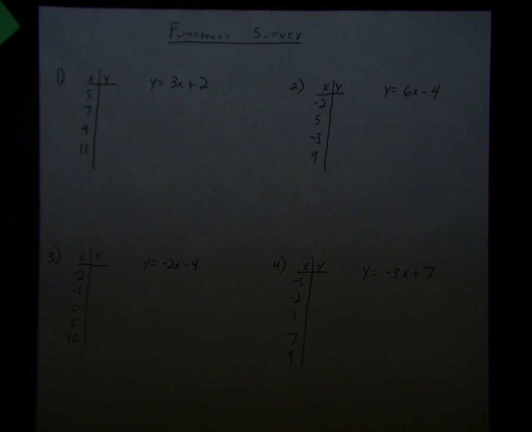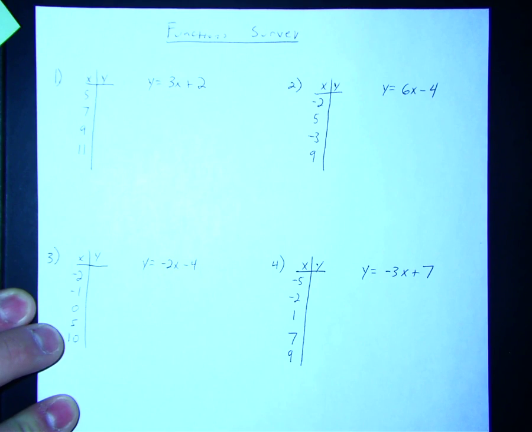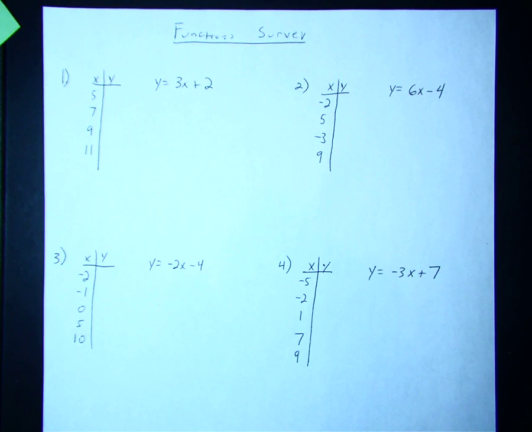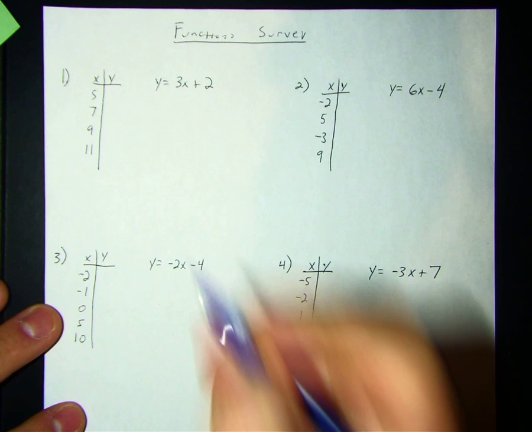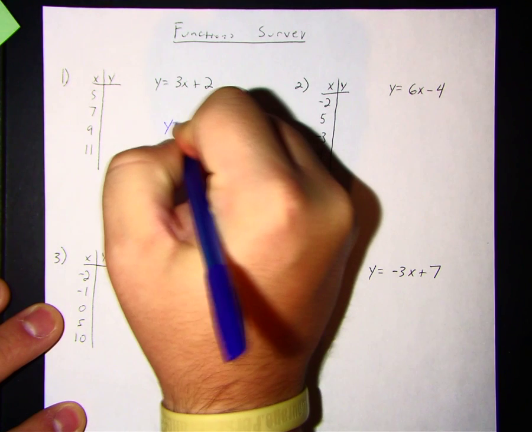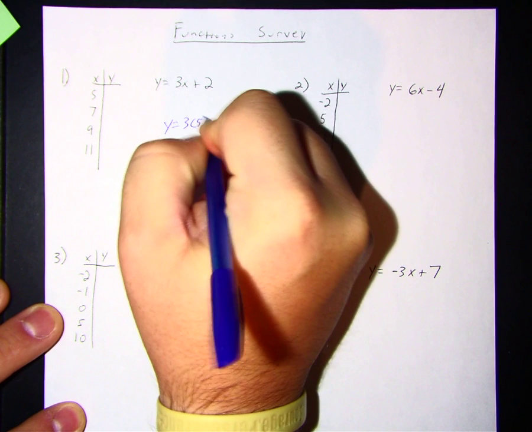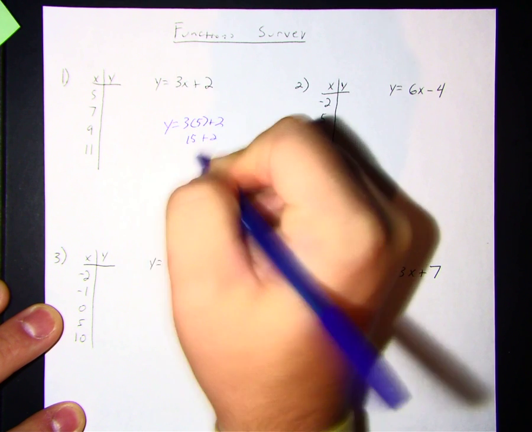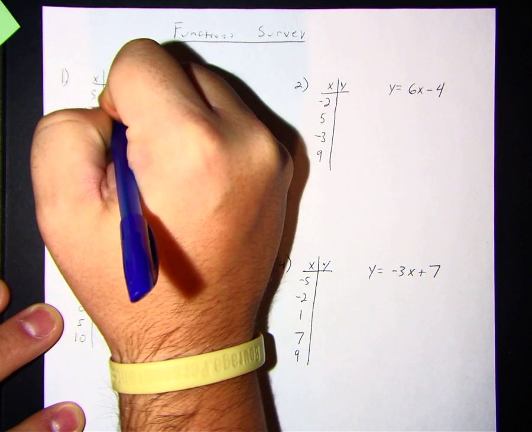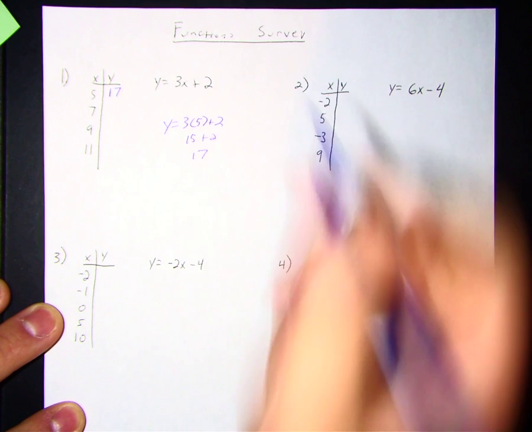The first question was, I gave you the function 3x plus 2, and I gave you x values of 5, 7, 9, and 11. What you needed to do here was substitute. So instead of writing x, you would write 5. So it'd be 3 times 5 plus 2, which is 15 plus 2, or 17. So when x is 5, y is 17.